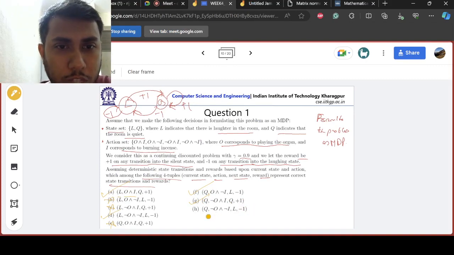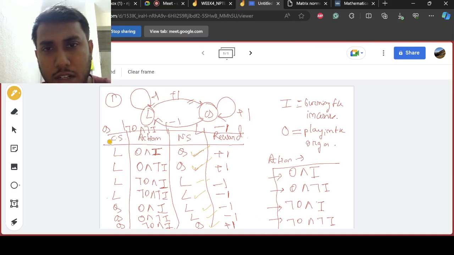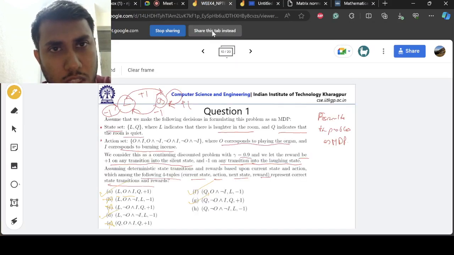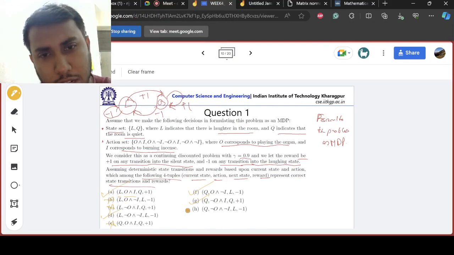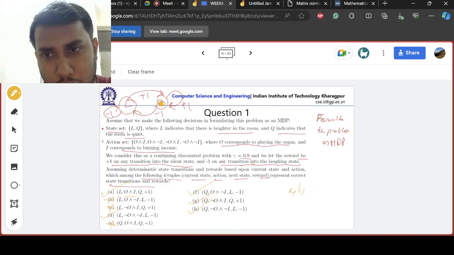Next, come to option H: Q, not of O and not of I. And what is the state here? Not of O, not of I, L minus 1. So it will be L minus 1 and it is correct. So the correct answer is A, B, D, F, G, H.